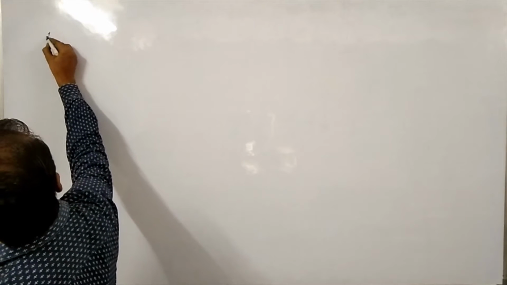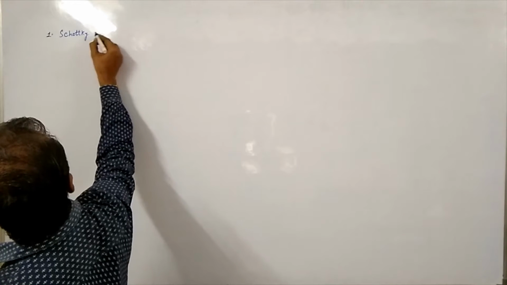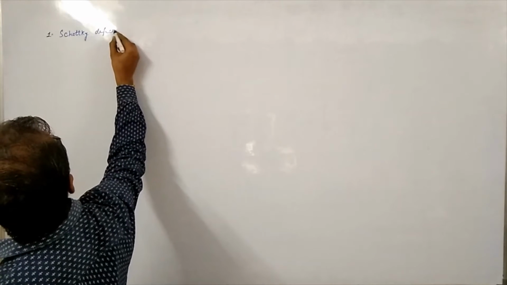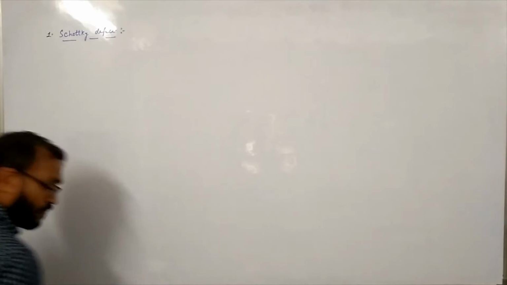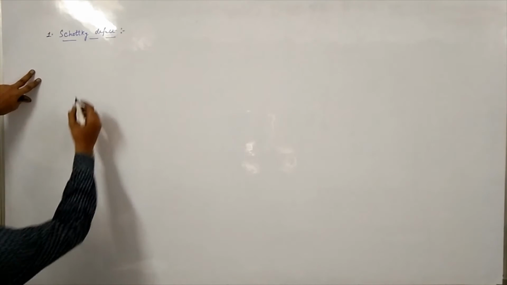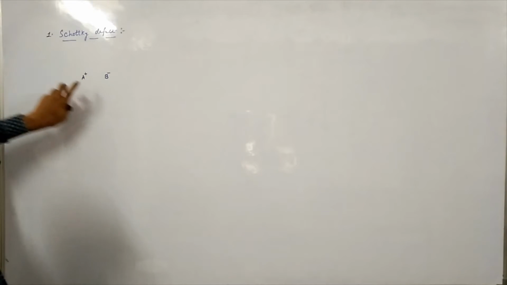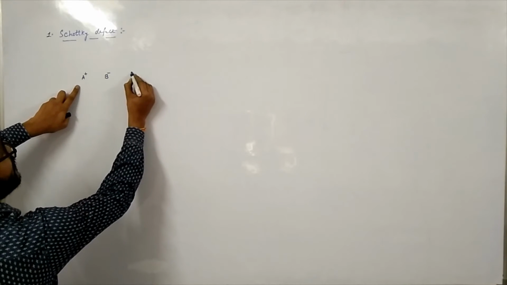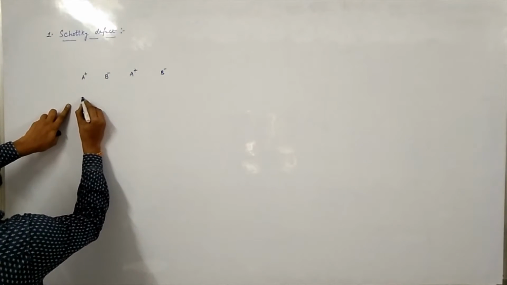So first type of defect. What is that? Schottky defect. Perfect ionic crystal means cations and anions must be arranged in a regular manner. So let me consider A plus as cations and B minus as anions. A plus B minus, again A plus B minus.